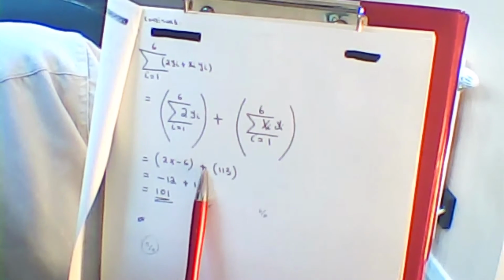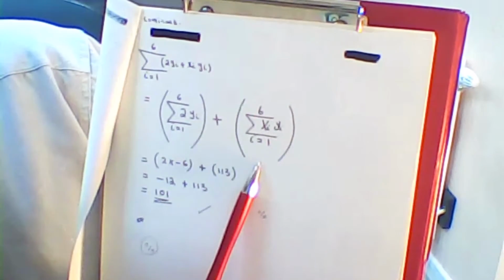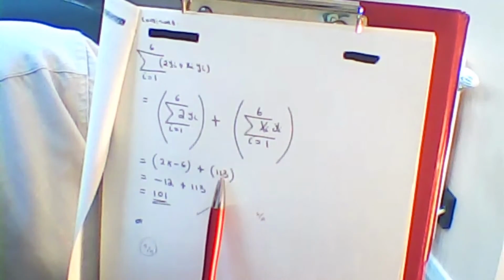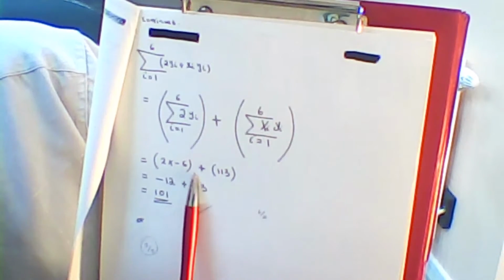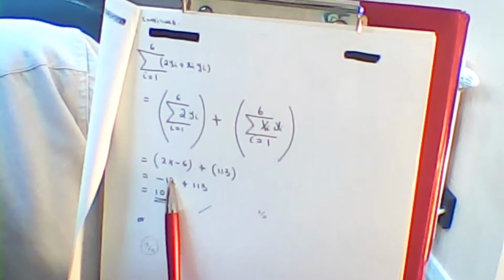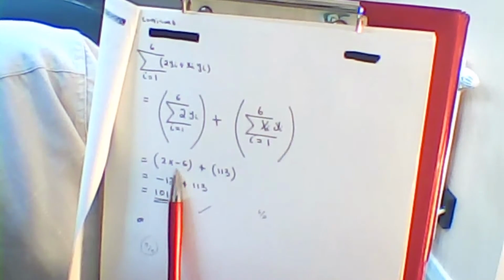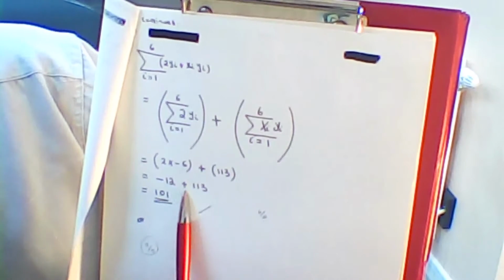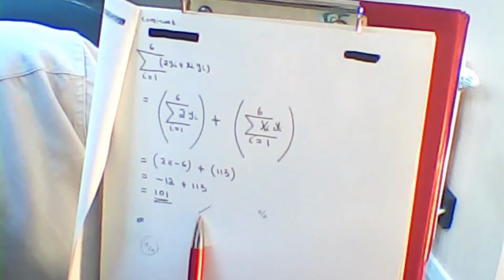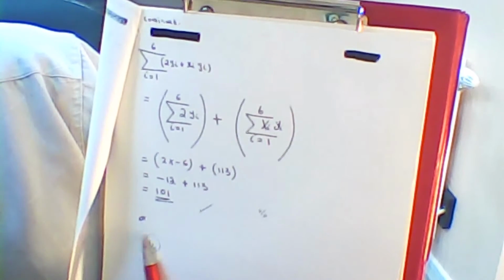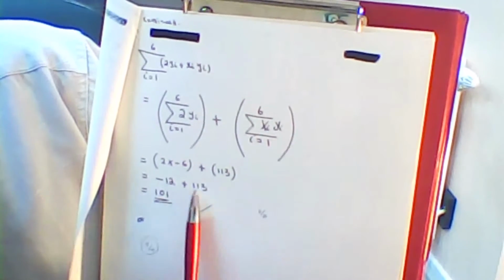minus 6, plus 113. 2 times minus 6 becomes minus 12. That leaves you 101. And we know that's right because she's marked it here for me, 8 out of 8, or 6 out of 6. So I know that's right.